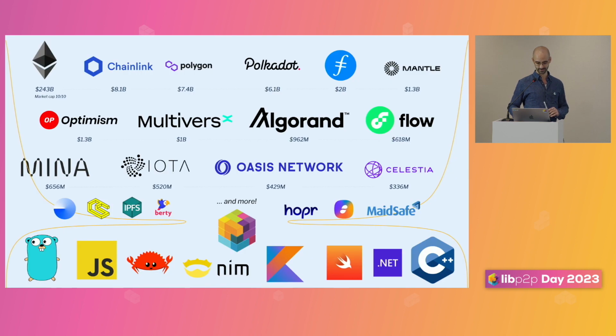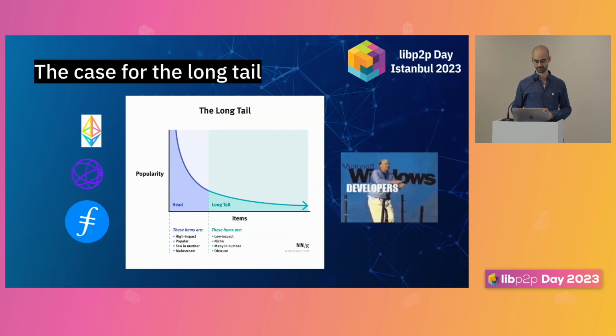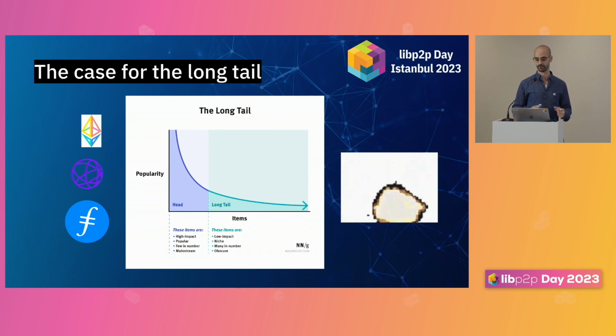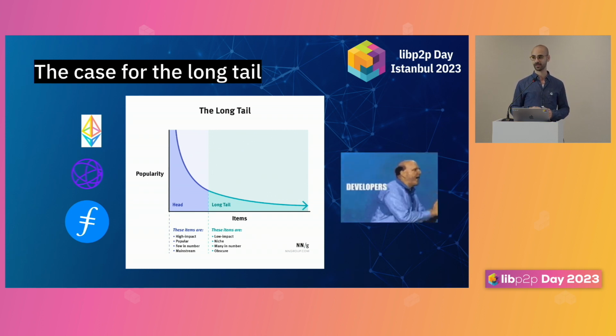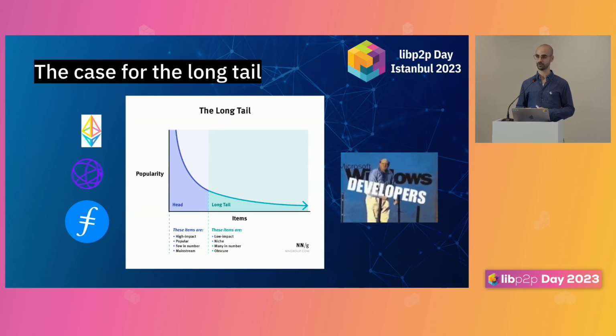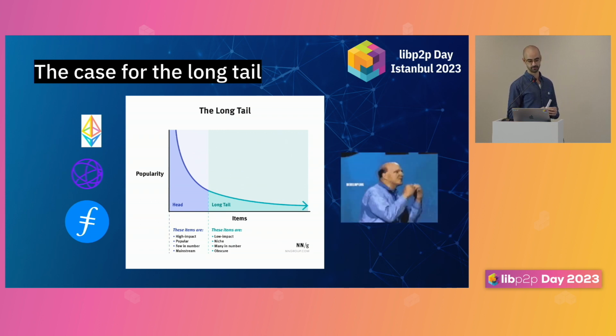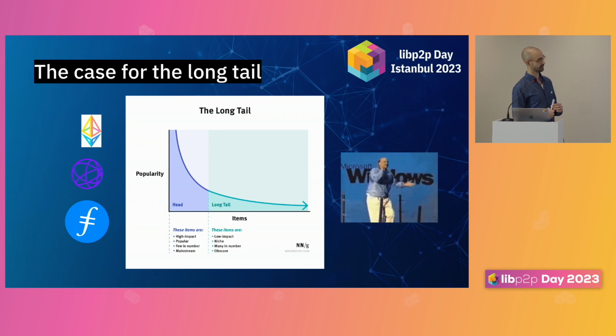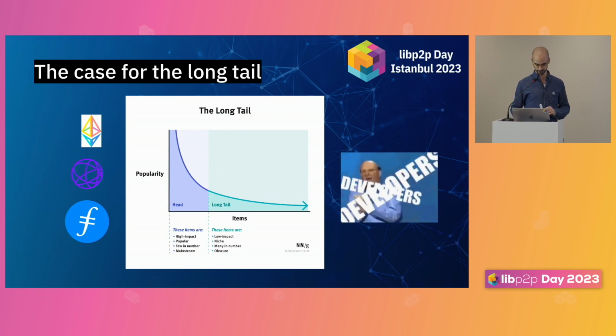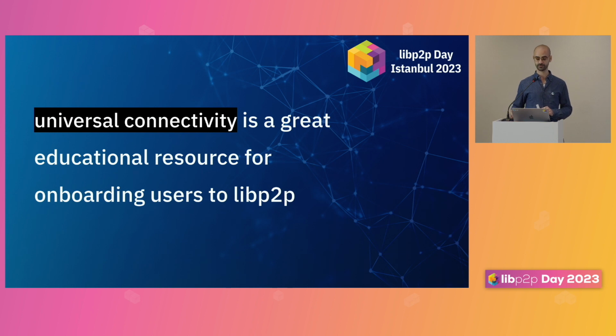Some of you may have seen this. All of these blockchains and networks are relying on libp2p, and we can think of this as the head of popularity. So all of these massive users, but very few of them. And I think there's a strong case to be made for the long tail, all of the developers who are just trying to experiment and create weird and quirky apps that might be able to use libp2p. And I think Universal Connectivity is a great educational resource.